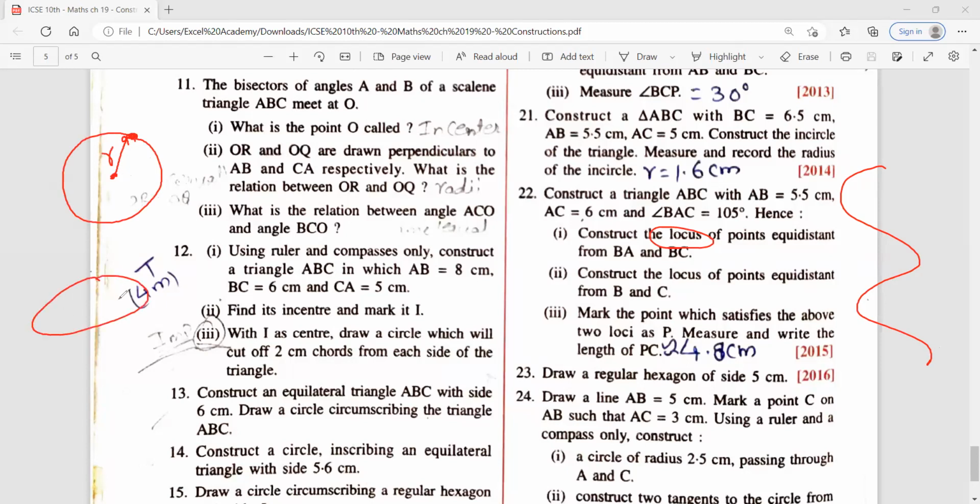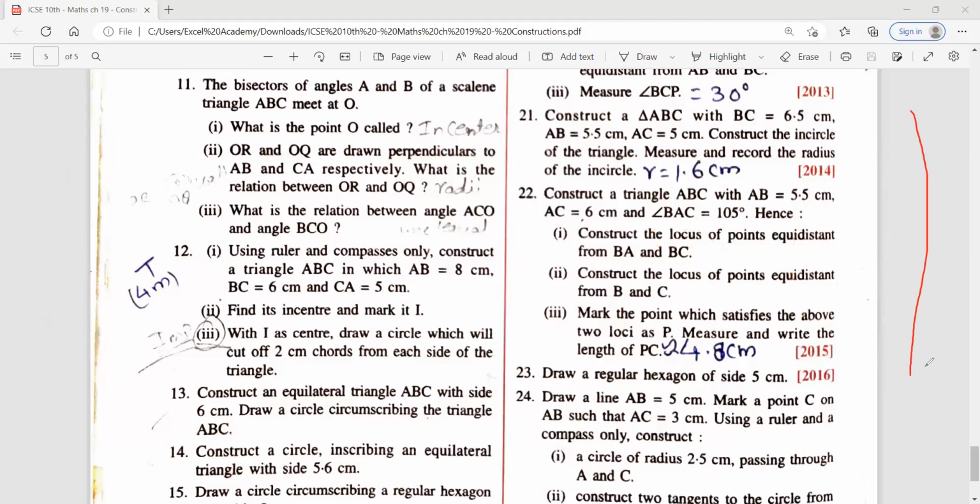So circle is also a locus. Similarly, an ellipse is also a locus. This curve I showed is also a locus. So a locus can be anything. It could be a straight line also, doesn't matter, right? A straight line is also a locus. So: construct the locus of points equidistant from AB and BC.